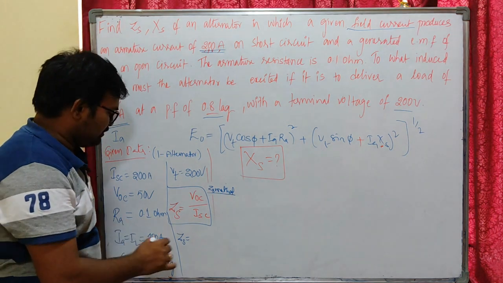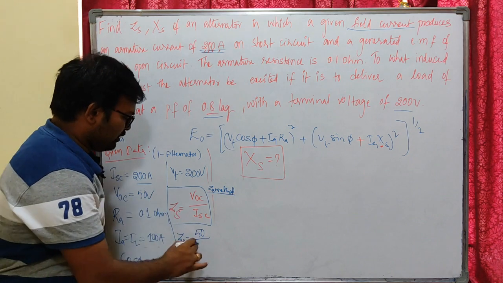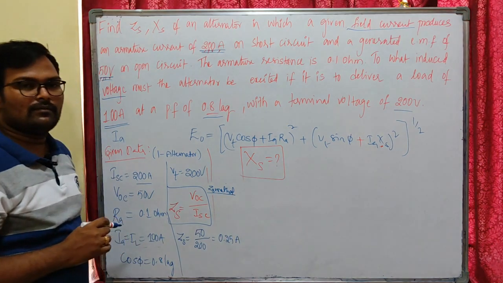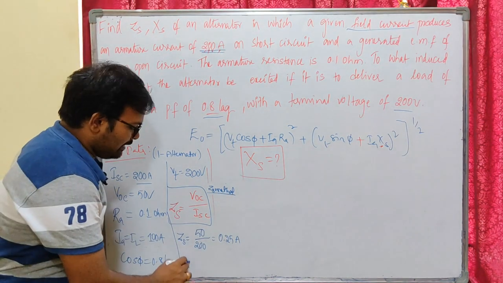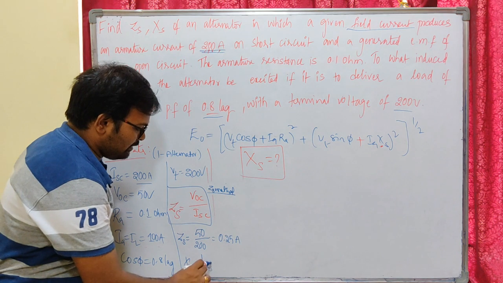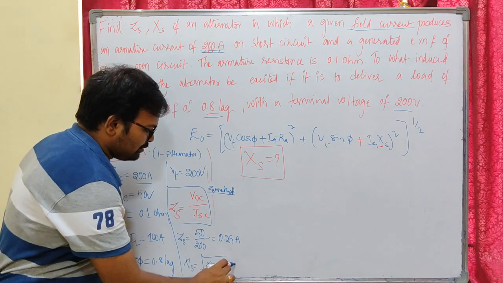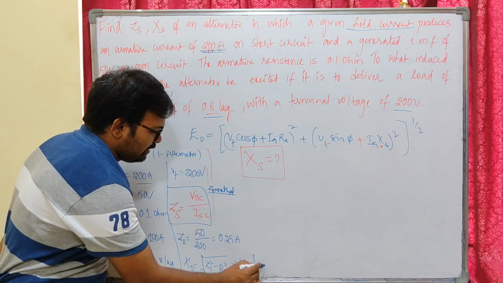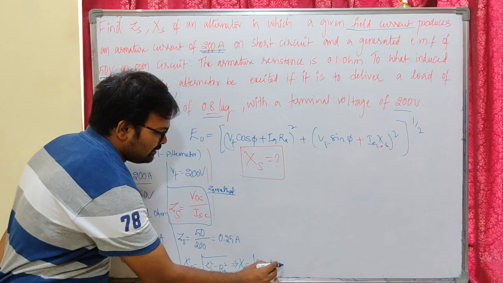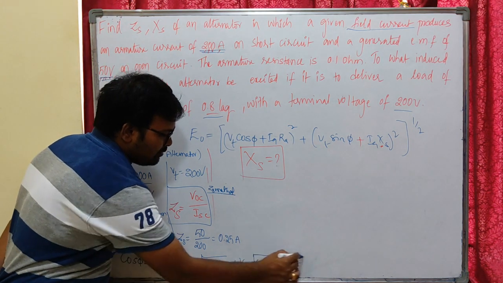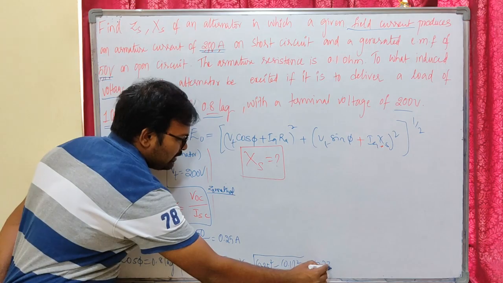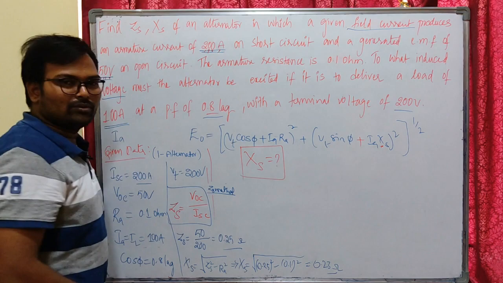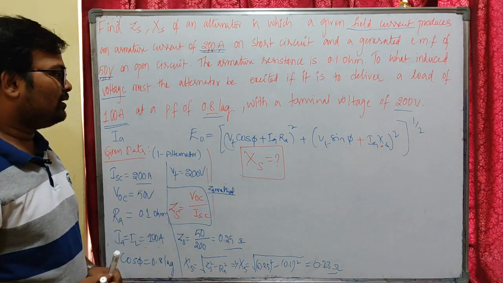So Zs can be found as 50 volts divided by Isc, that is 200, so Zs is 0.25 ohm. Similarly we can find Xs, which is the square root of Zs squared minus Ra squared. Substituting the values, Xs equals the square root of 0.25 squared minus 0.1 squared, so Xs will be 0.23 ohm. So Zs is 0.25 ohm and Xs is 0.23 ohm. We got all the parameters we need to calculate E0.